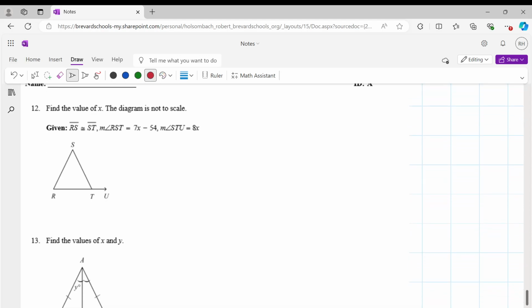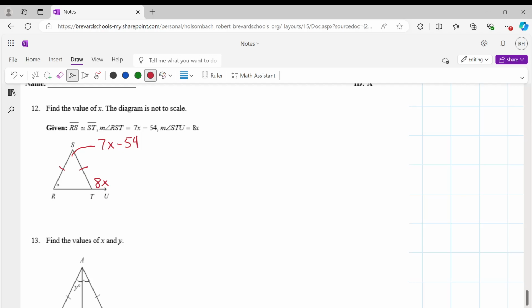All right, problem number 12. Again, find the value of x. The diagram is not to scale. RS is congruent to ST. The measure of angle RST, this vertex angle, is 7x minus 54. The measure of angle STU equals 8x. So STU is 8x. We need to find the value of x.